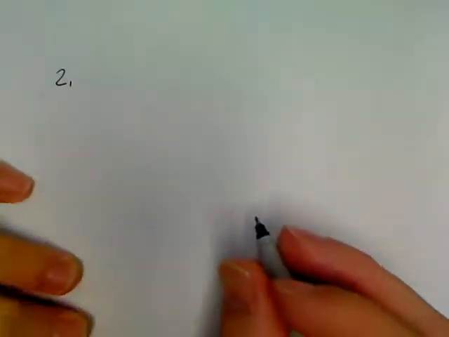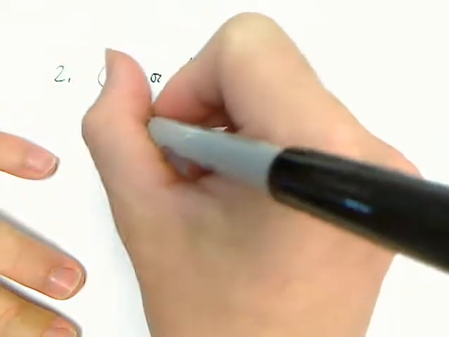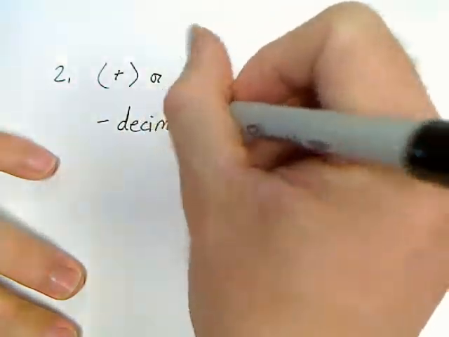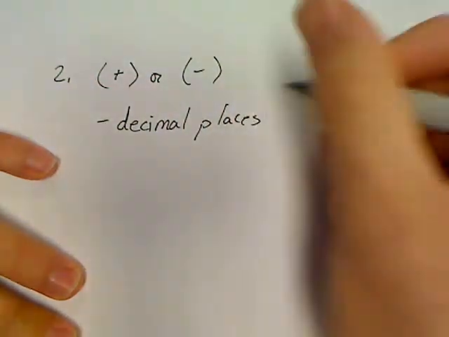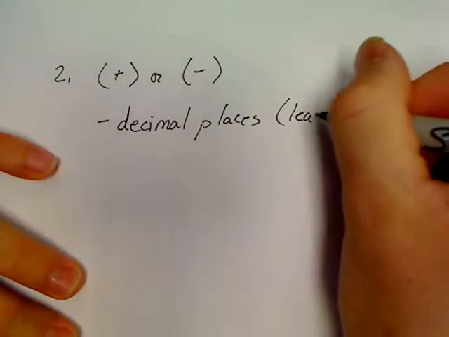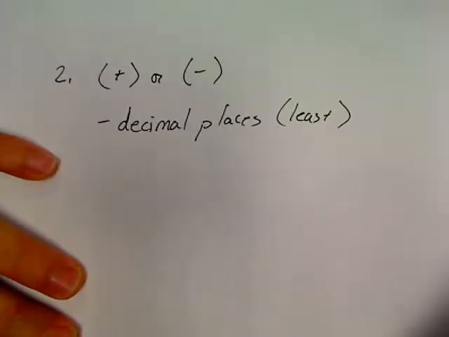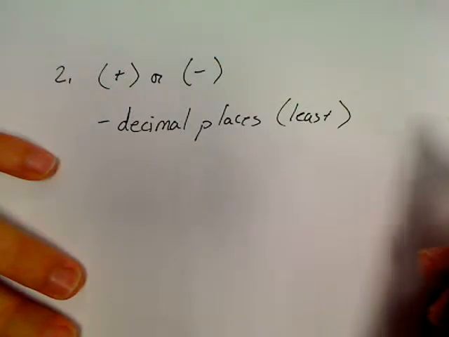Now, there is a second sig fig rule. The second rule is for adding and subtracting. We'll call it rule number 2. The rule for adding and subtracting is decimal places. I should have said you use the least number of decimal places. This one's really very easy. All you have to do is go by your least number of decimal places.